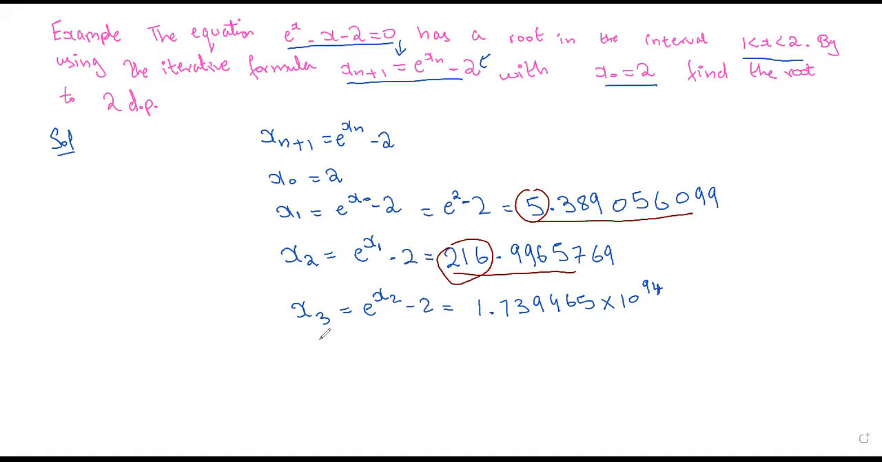Okay. So basically we were on this question, and yeah, so x1 is 5.389, x2 is 216, and x3 is this. So basically we concluded that we have done some mistake, right? Yes. But the thing is that this isn't a mistake, okay?